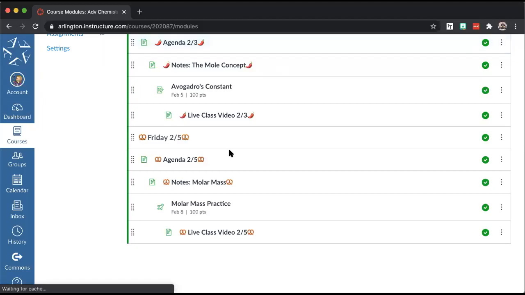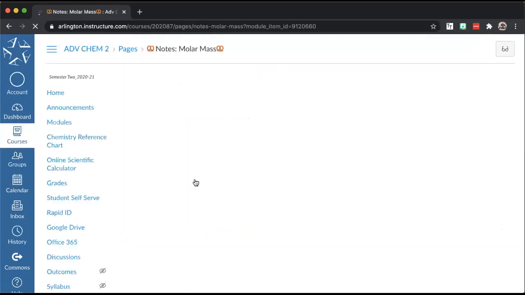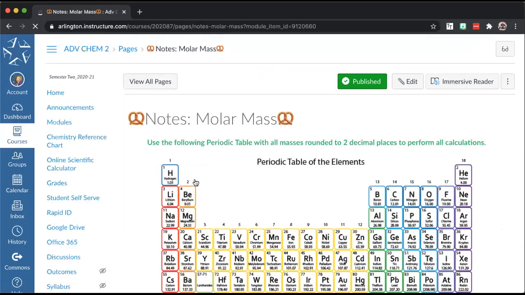All right. So when you log into Canvas, today's lesson is on molar mass. We kind of talked about this in the lesson from Wednesday, because we talked about the mole concept and the fact that we know 1 mole in chemistry equals Avogadro's number of particles. So 1 mole always equals 6.02 times 10 to the 23rd, either atoms or molecules or formula units.